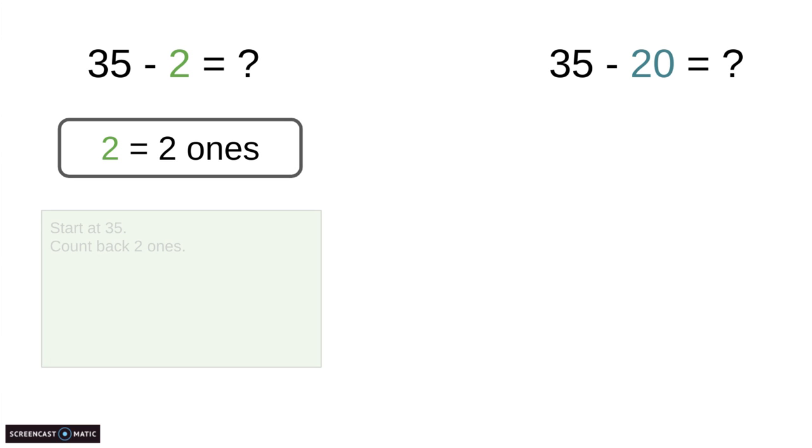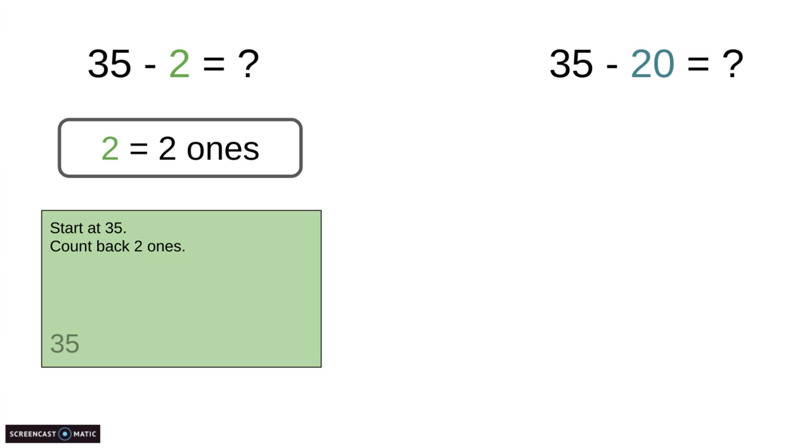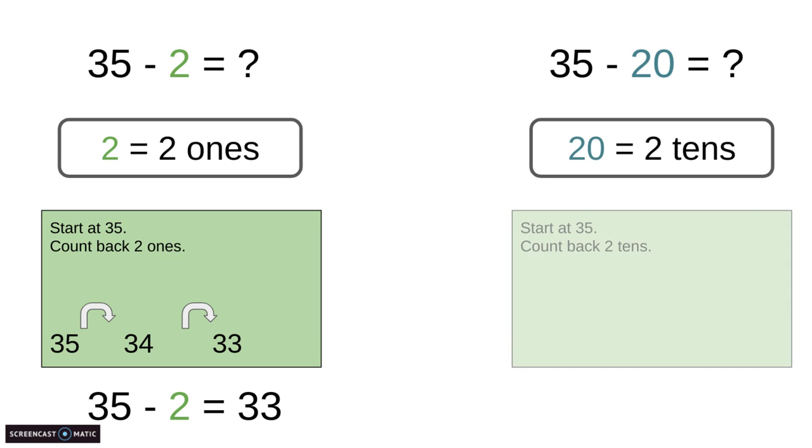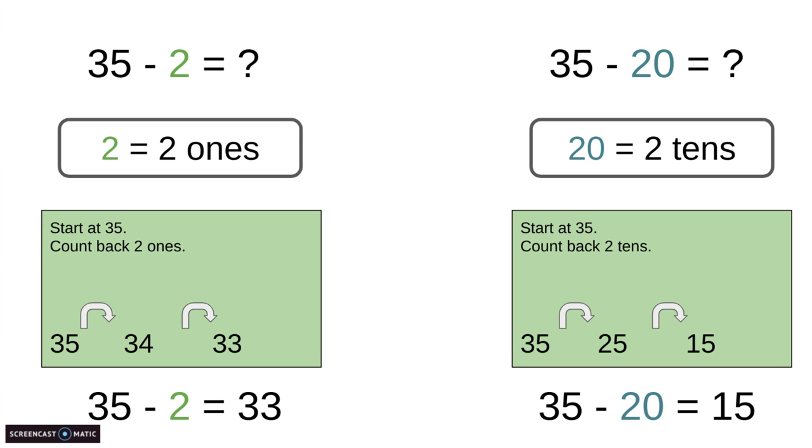2 equals 2 ones. We are going to start at 35 and count back 2 ones. 35, 34, 33. 35 minus 2, or we count back twice, equals 33. Now we have 35 minus 20. The 20 equals 2 tens. Here we're going to start at 35 and count back 2 tens. 35, 25, 15. Now we know that 35 minus 20 equals 15.